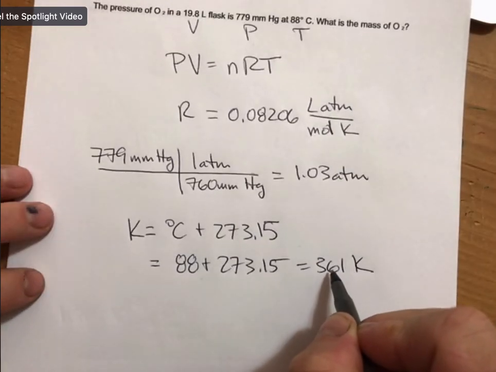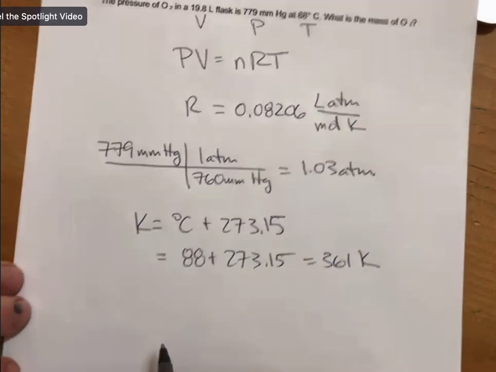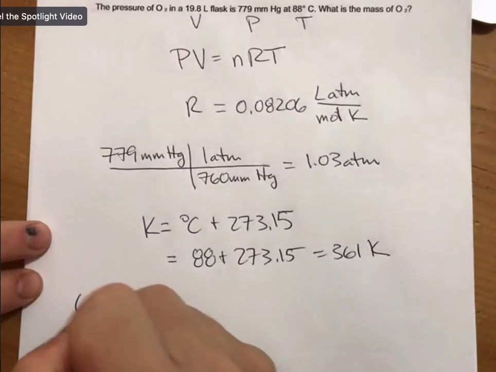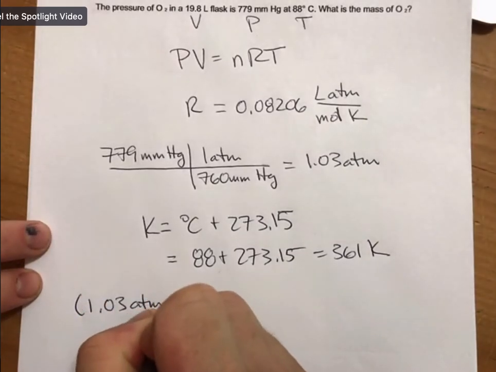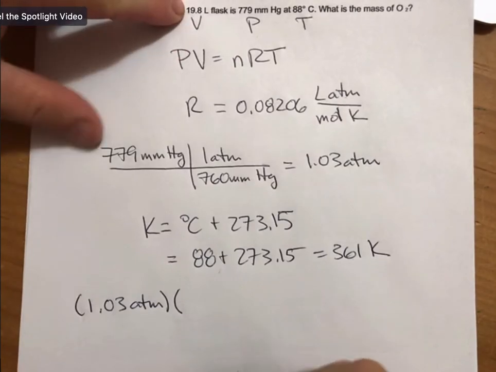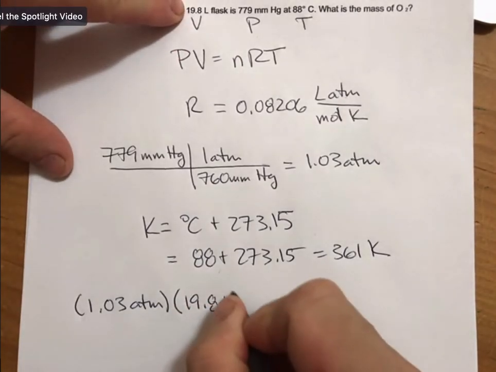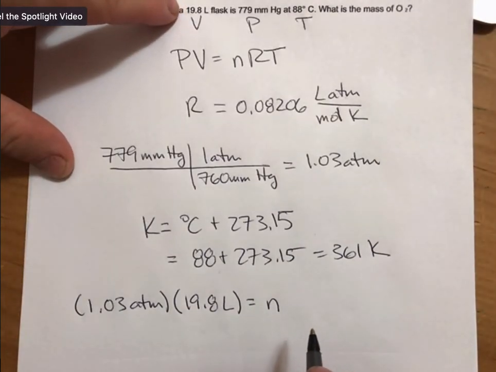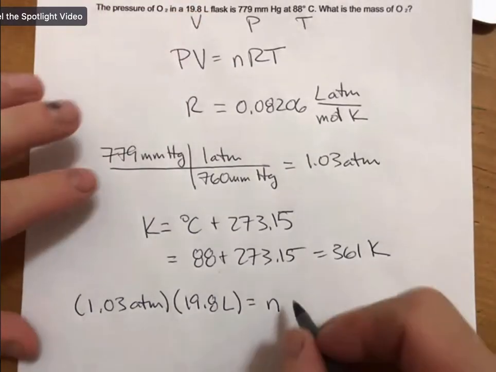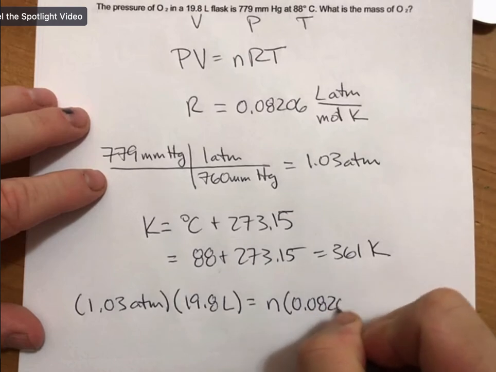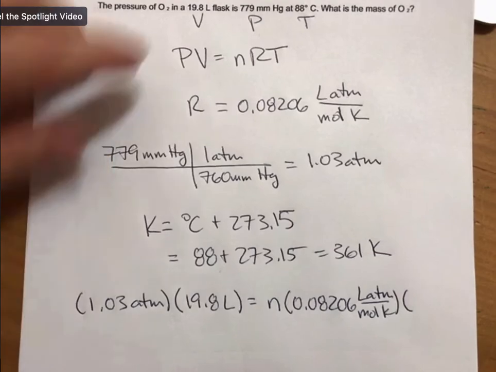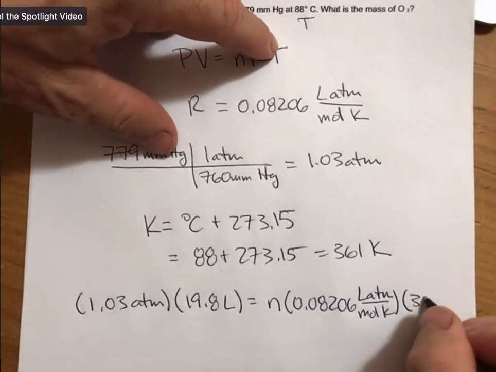And now I have everything I need. I'm going to start plugging things into the ideal gas law. My pressure, 1.03 atmospheres. My volume, 19.8 liters. My moles, n, is what I don't know and what I will eventually convert into mass. My R value I do know. And my T value I do know as well, 361 Kelvin.